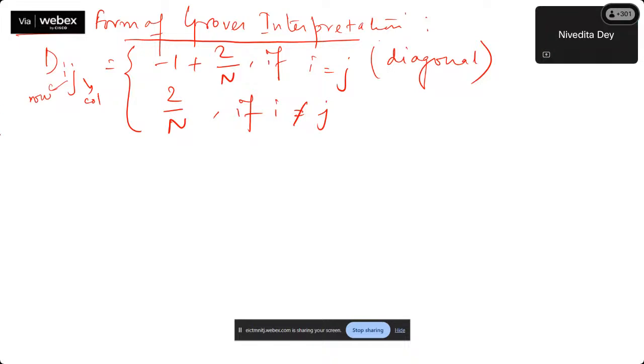Right? Something like that it will be. So that means, and what is your D? Your D will be minus I, where I is the identity matrix, plus 2J by n.